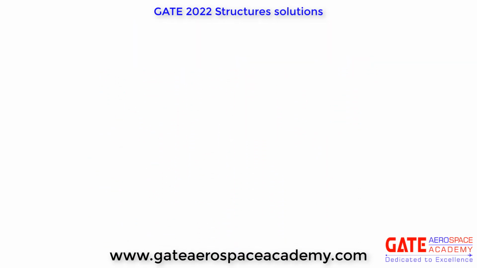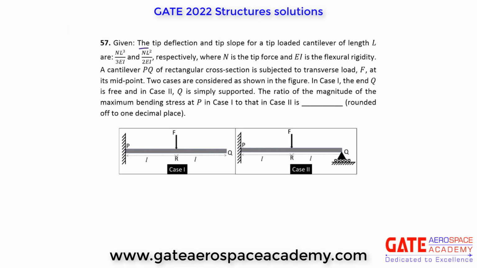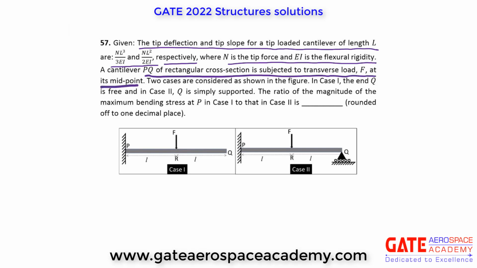Question number 57. Given the tip deflection and tip slope for a tip loaded cantilever of length L are n L cube upon 3 EI and n L square upon 2 EI respectively, where n is the tip force and EI is the flexural rigidity. So these are known results, right? A cantilever PQ of rectangular cross section is subjected to transverse load F at its midpoint. The two cases are considered as shown in the figure.